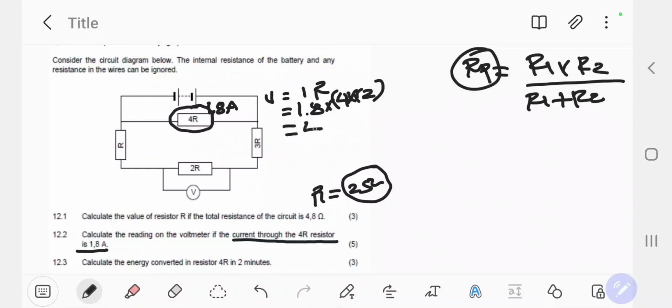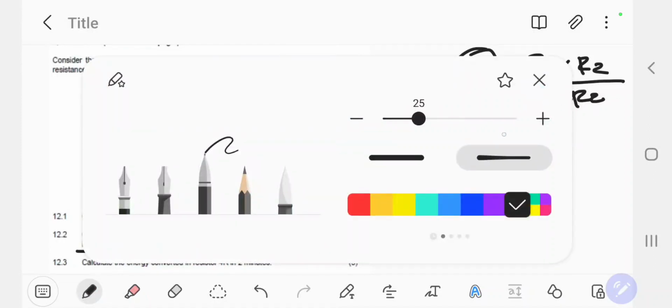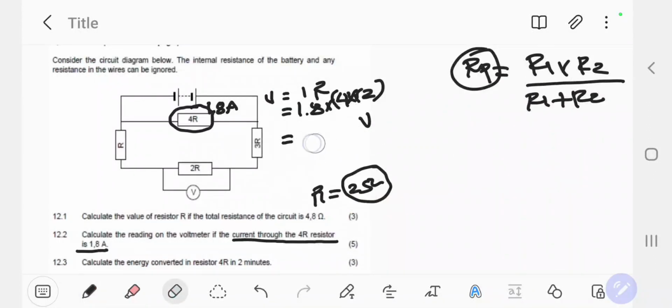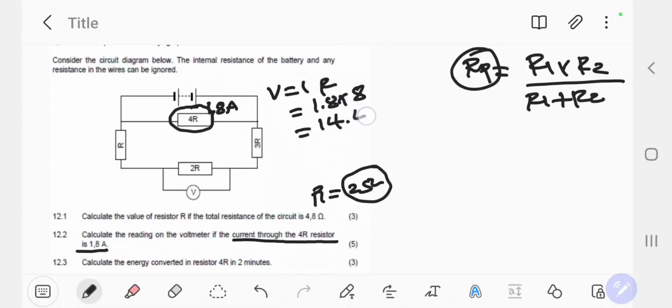So we're going to get 14.4 V. We can write it as V equals 14.4 V there. All right, so from here we must look at what we can always do with this information that we got there. We said V equals IR, and then 4 times R, which is 2, it's 8. 1.8 multiplied by 8 is going to be 14.4 V.